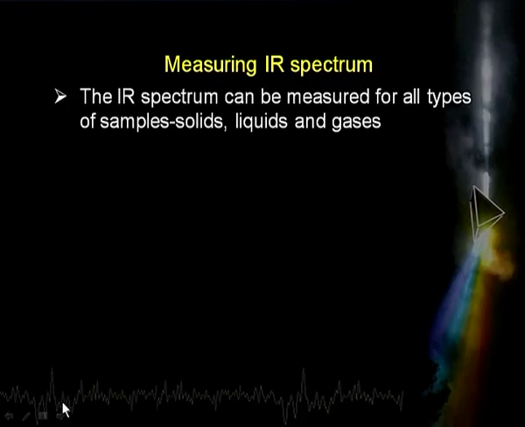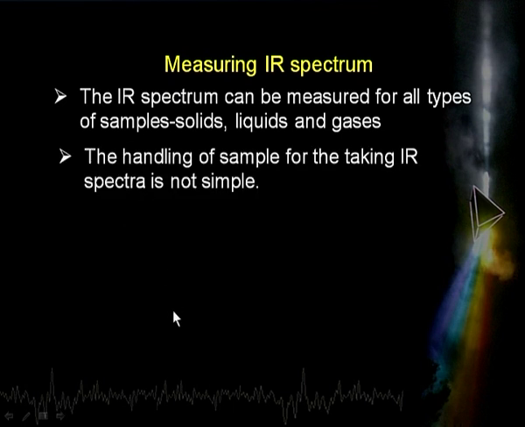In order to measure an IR spectrum, basically what we see is that it can be measured for all types of samples. We can do it for solids, liquids, and gases. That means the applicability is very broad in principle. But doing that is actually very difficult because of sample handling. For any spectrum to be measured, we have to contain the sample in some container and make it interact with the radiation, and suitable containers are not available for that purpose.